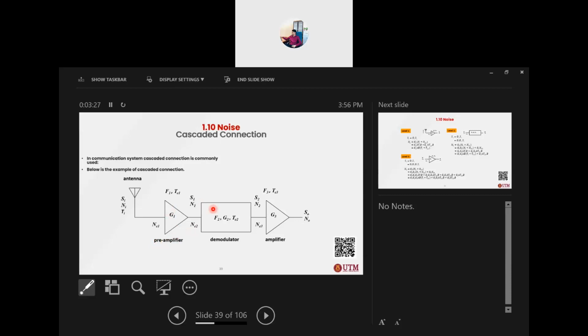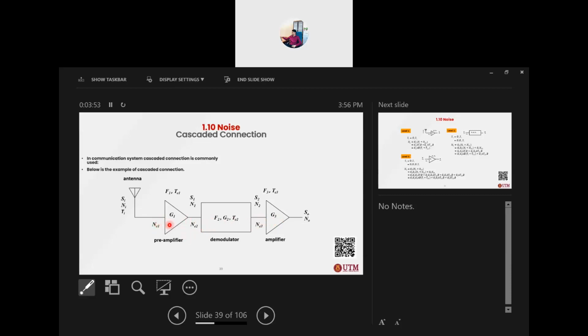Every component, as we learned earlier, has its own noise. Here is the noise coming from the amplifier. We take it out, NE1, and this one is the noise inside the demodulator. We take it out, so it becomes NE2. And this amplifier has its own noise, so we take it out, NE3, for easy calculation.